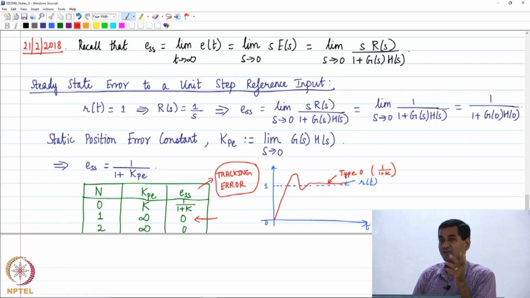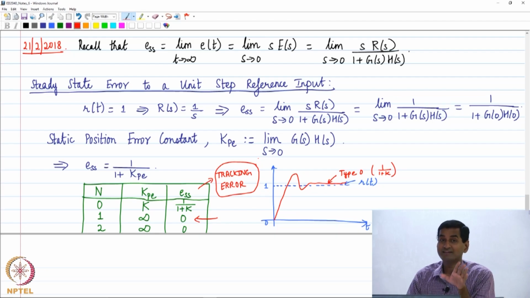For example, if you want to steer a vehicle, let's say you want to give a unit step change in the orientation of the vehicle for some reason. Then the question is, can your vehicle essentially achieve that as t tends to infinity? That's what we are looking at.